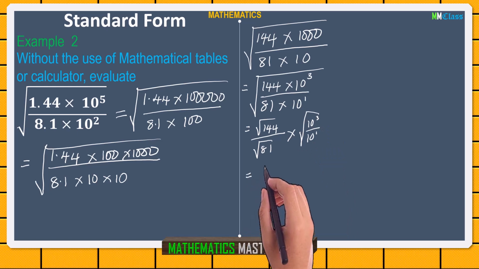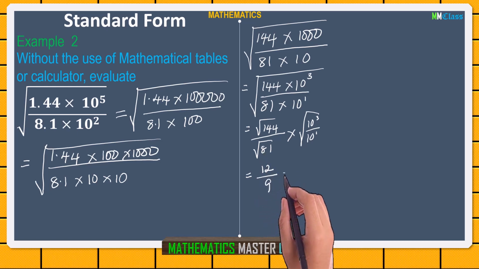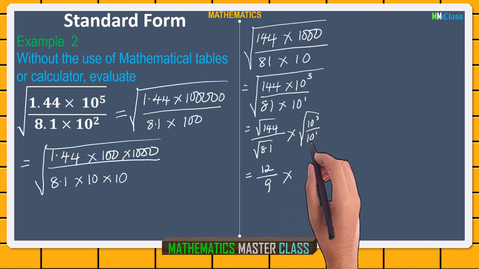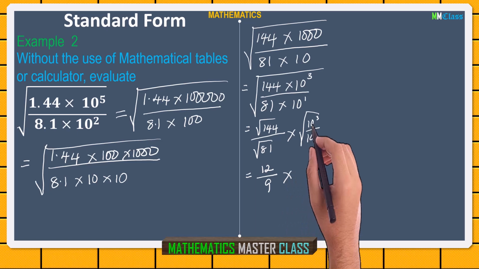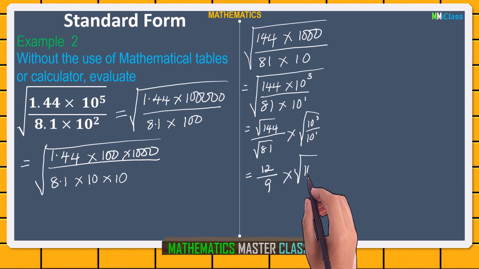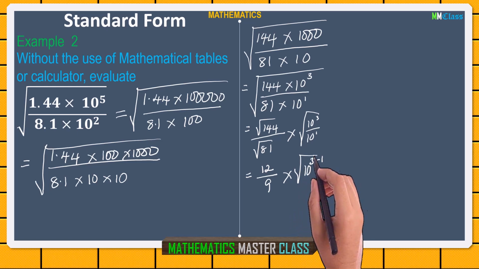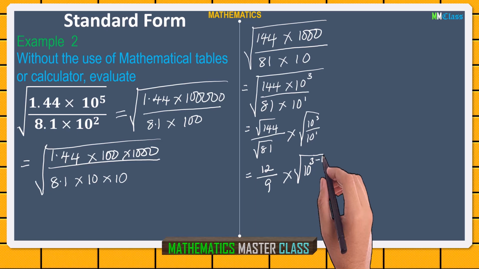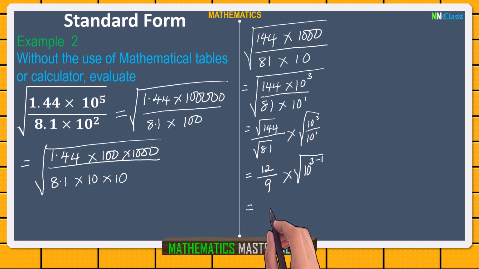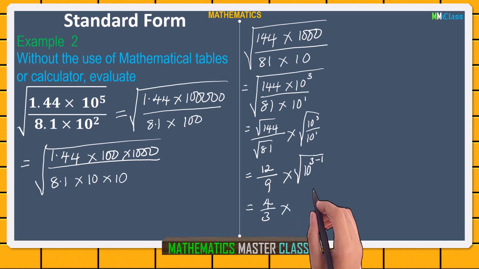So this will be equal to, if you find the square root of 144, it will give us 12. And the square root of 81, you know, is 9. Times, this time around, you have to apply one of the laws of indices here. So we are going to have 10 raised to the power of 3 minus 1. That is the division law of indices. So this will be equal to, if we reduce this to the lowest term, 4 over 3 times, this will now become the square root of 10 raised to the power of 2.